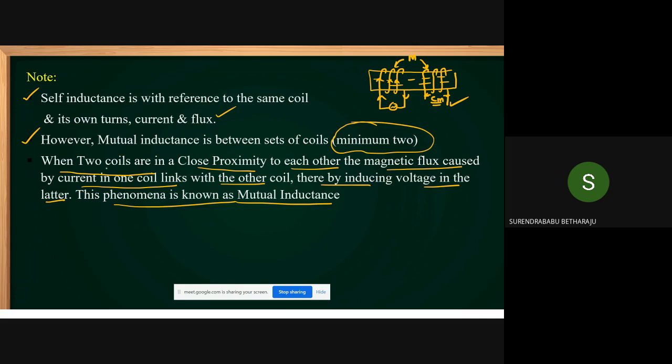This is the case. When two coils are in close proximity to each other, the magnetic flux caused by current in one coil, that means this coil is carrying the current, produces flux. This flux links with the other coil. Then there is an induced EMF in this coil also. This principle is nothing but the mutual induction principle. Because of that, there is a mutually induced EMF. Then we can define the mutual inductance. That means, what are the points you remember here, friends? Self-inductance is with respect to one coil only, but mutual inductance is with respect to a minimum of two coils. Minimum two coils, more than that also we can define.